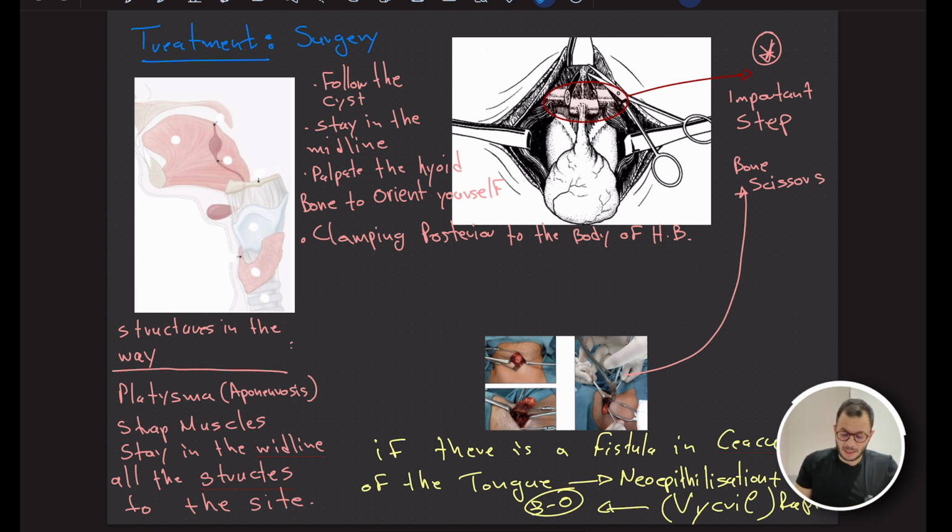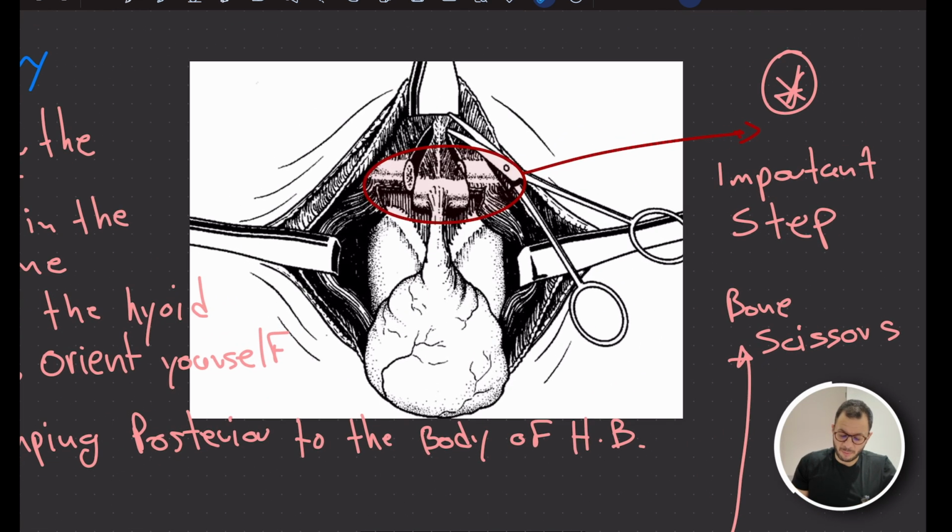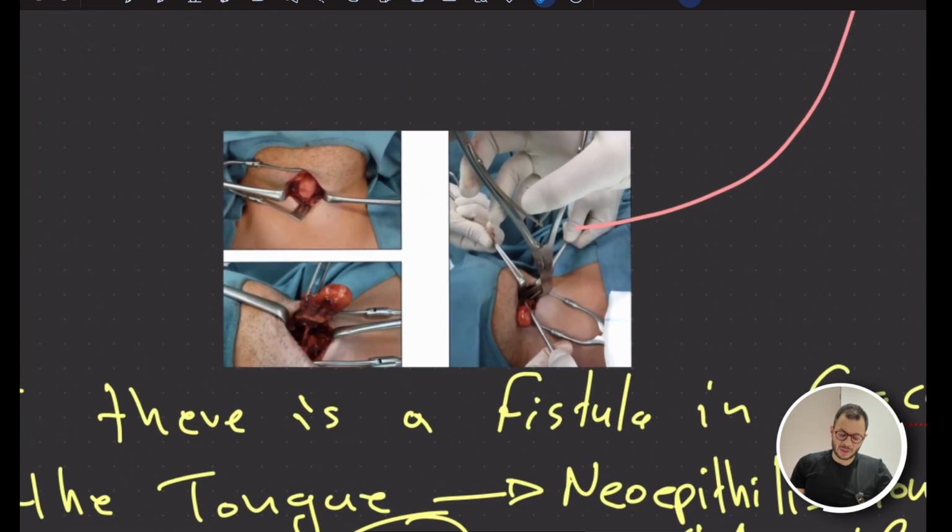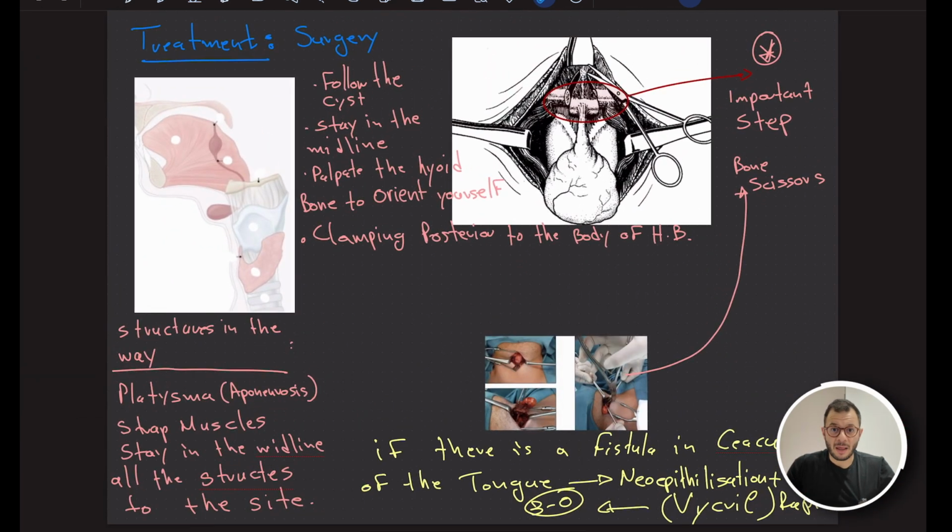A very important step is to remove the hyoid bone, the body of the hyoid bone, and clamp your artery just behind it in order to take as much of the fistula out as you can, using the bone scissors every time.